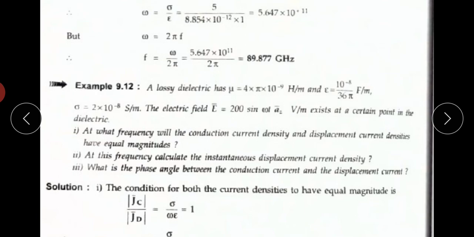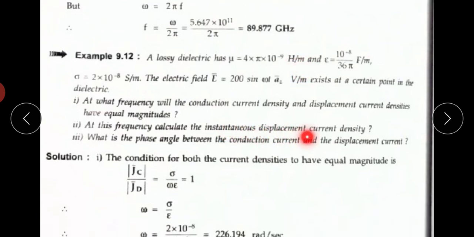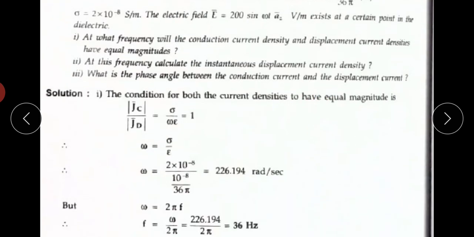So first one, at what frequency will conduction current density and displacement current density have equal magnitudes? Next, at this frequency calculate the instantaneous displacement current density. Next one, what is the phase angle between the conduction current and displacement current? So first, we have to find the frequency at which these two current densities are equal. If these two current densities are equal, the ratio equals 1. So use formula Jc bar by Jd bar equals sigma by omega epsilon equals 1.